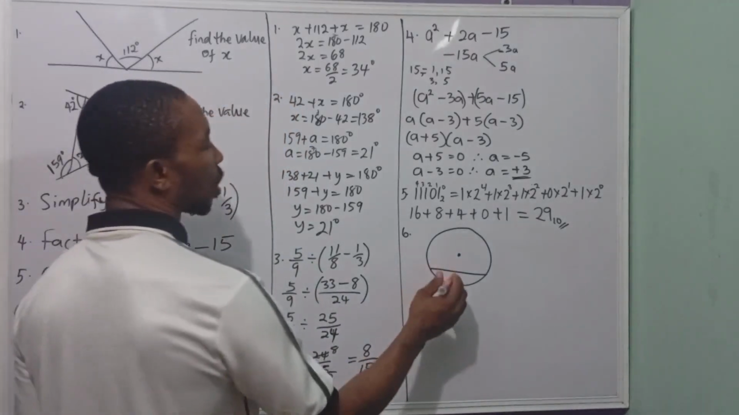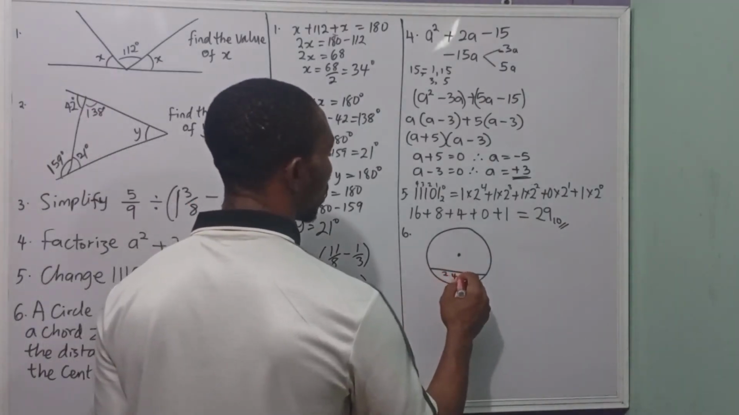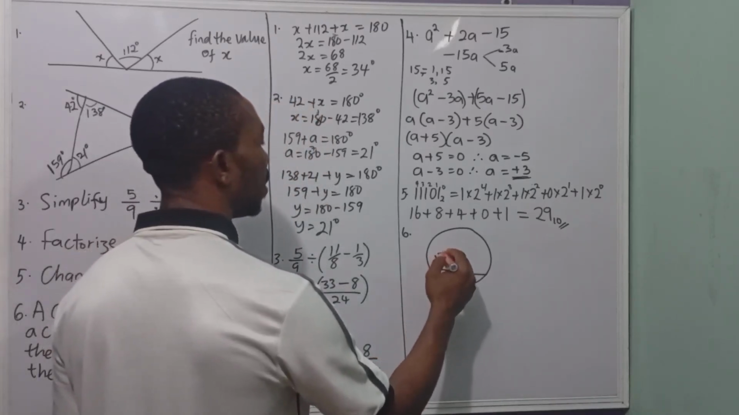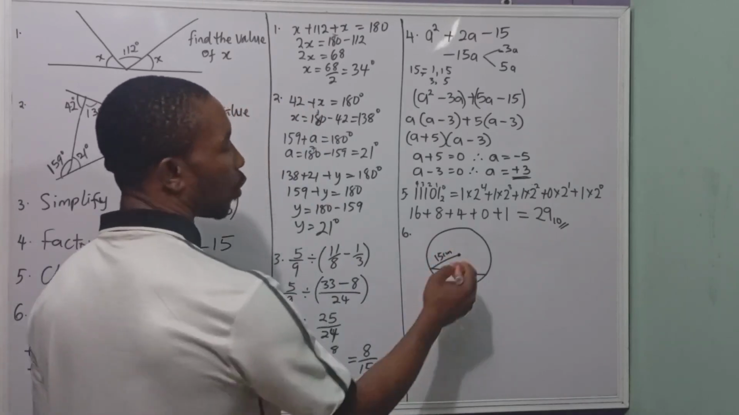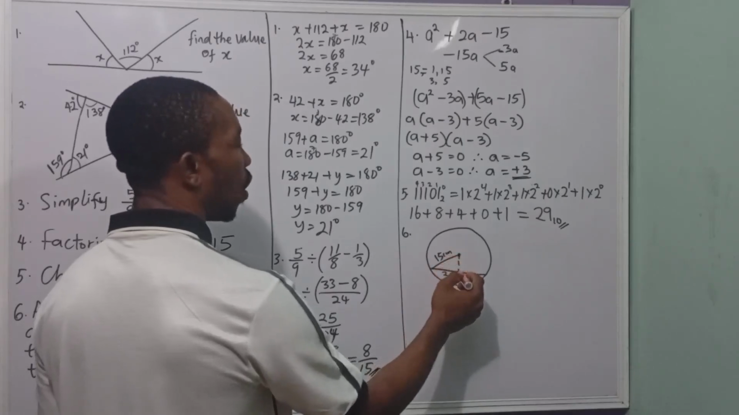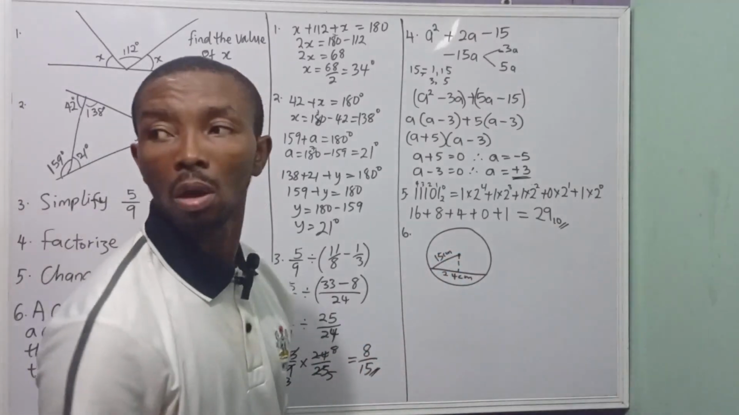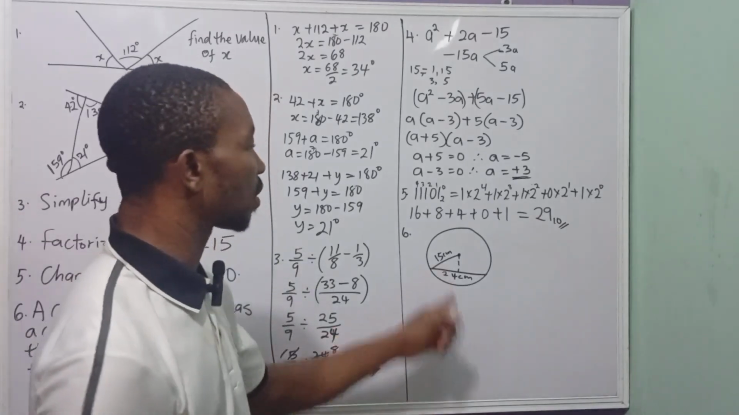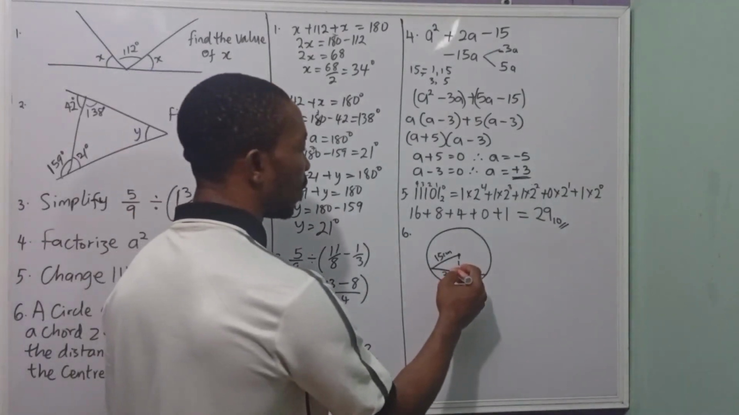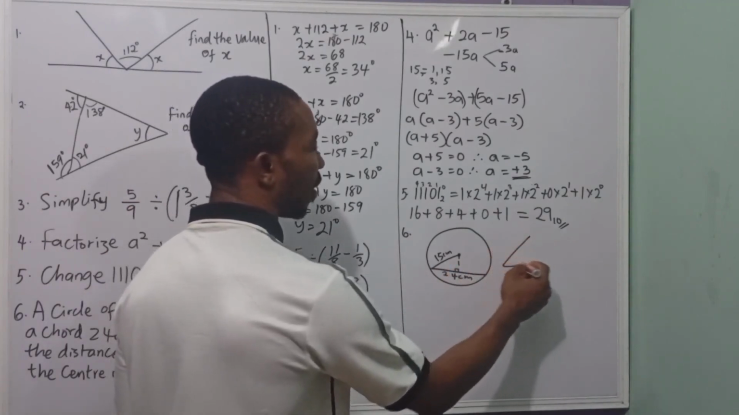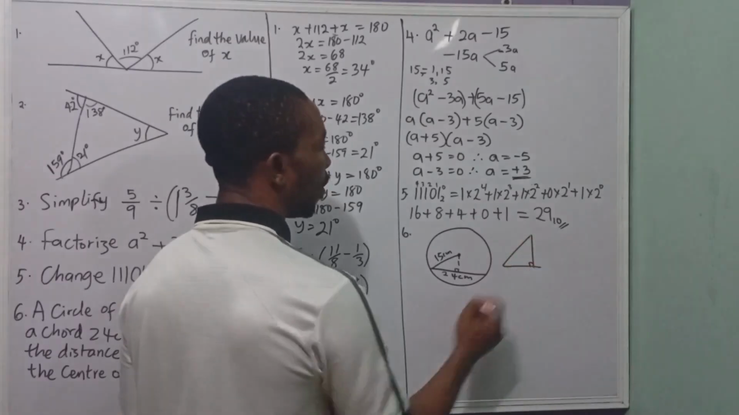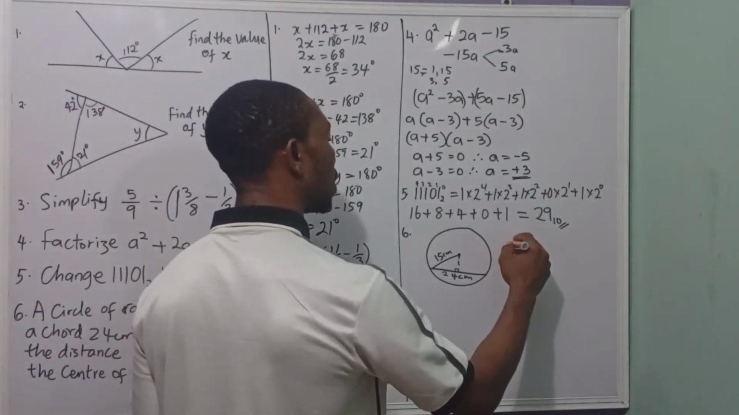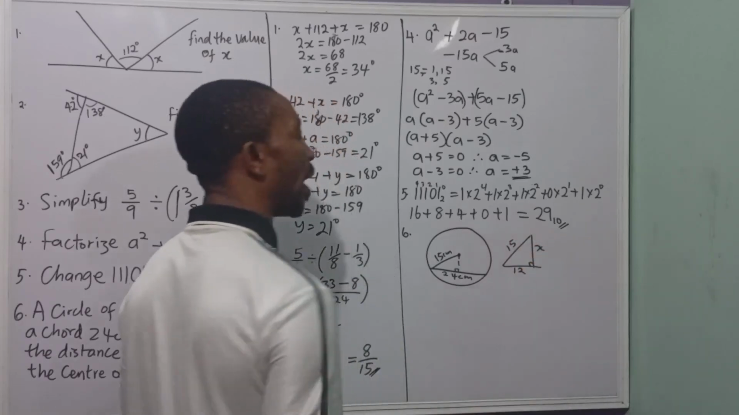So if this is a chord, you are told this chord is 24 cm long, and the radius is 15 cm. We are asked to find the distance between the center of the circle and the chord. If we are to find the distance between the center of the circle and the chord, we can see we have a right angled triangle there. Now if we divide this chord into 2, this becomes 12 and the radius is 15. So we are looking for x.